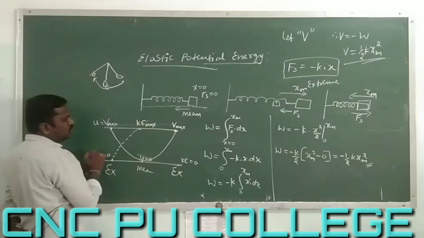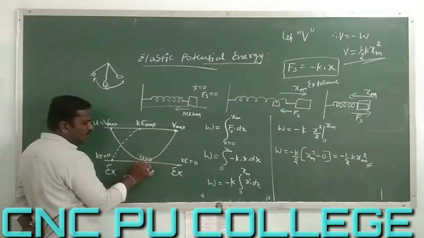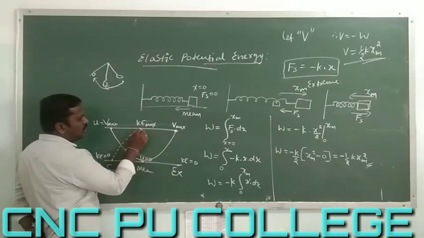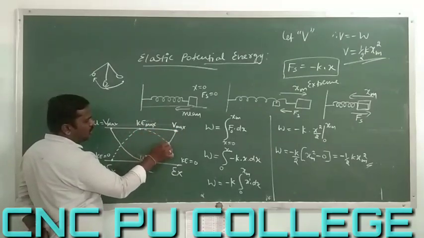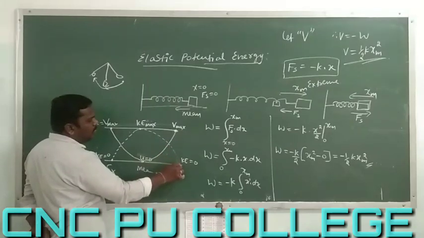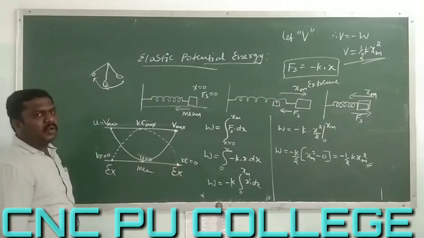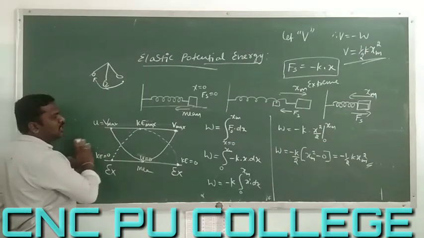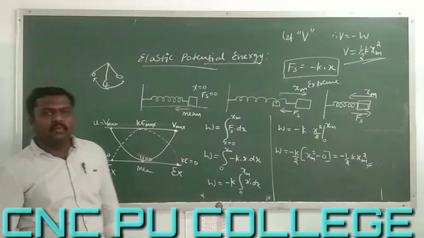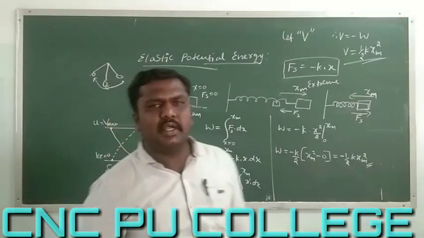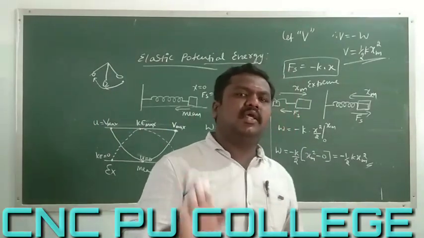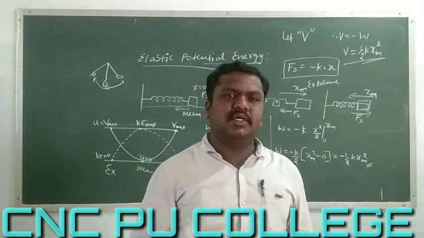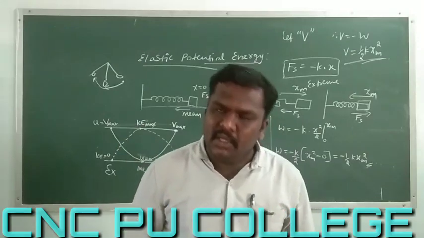to rest. So as potential energy increases from mean position to extreme position, the kinetic energy goes on decreasing and finally becomes 0 at extreme position. But if we get the total sum of kinetic energy and potential energy at any part of the movement, it is constant. Hence the mechanical energy in the case of the oscillating spring also remains conserved.